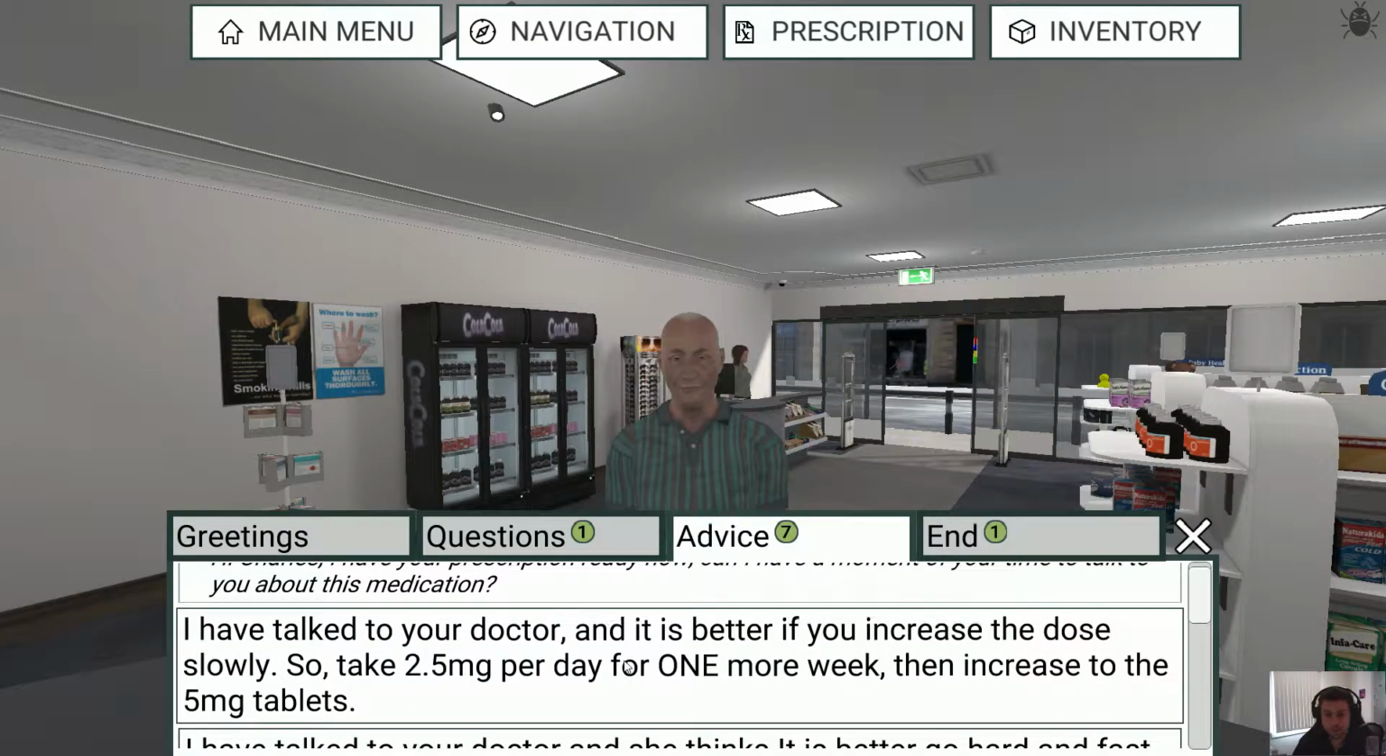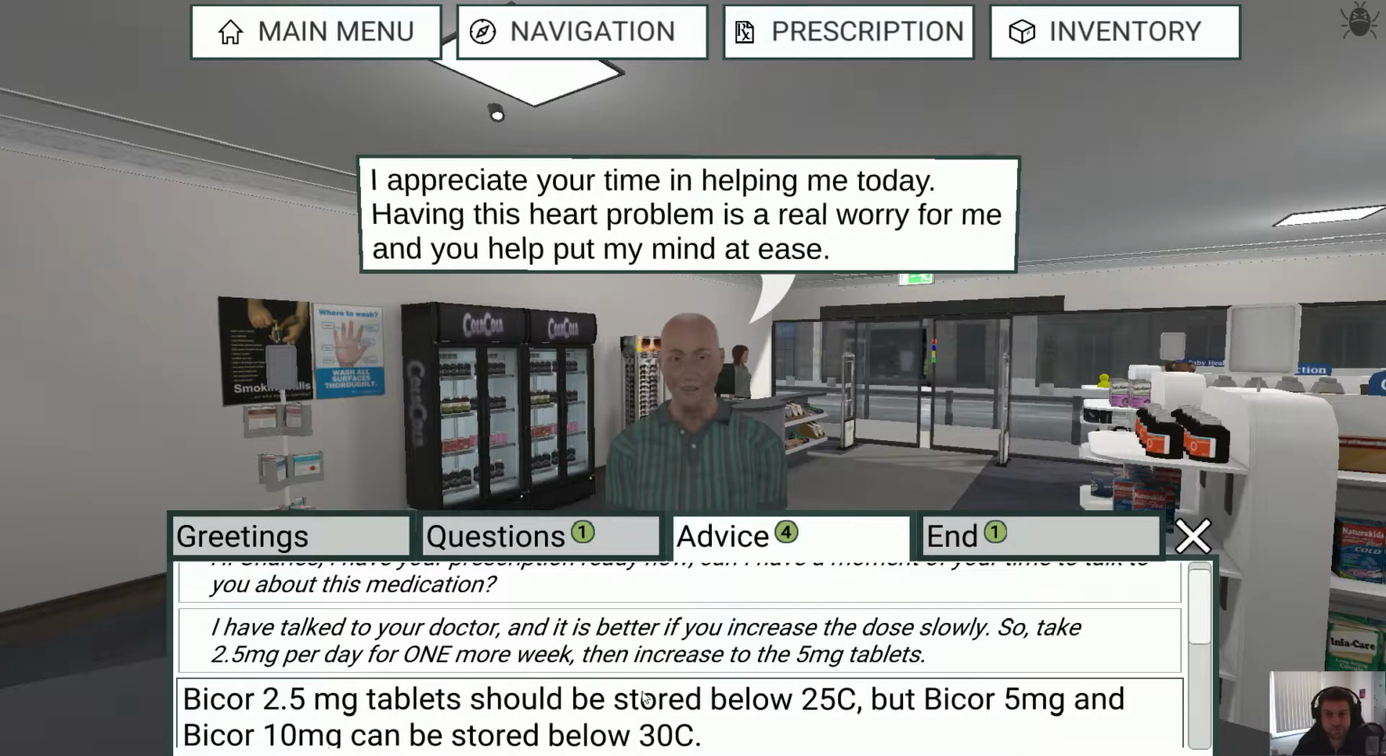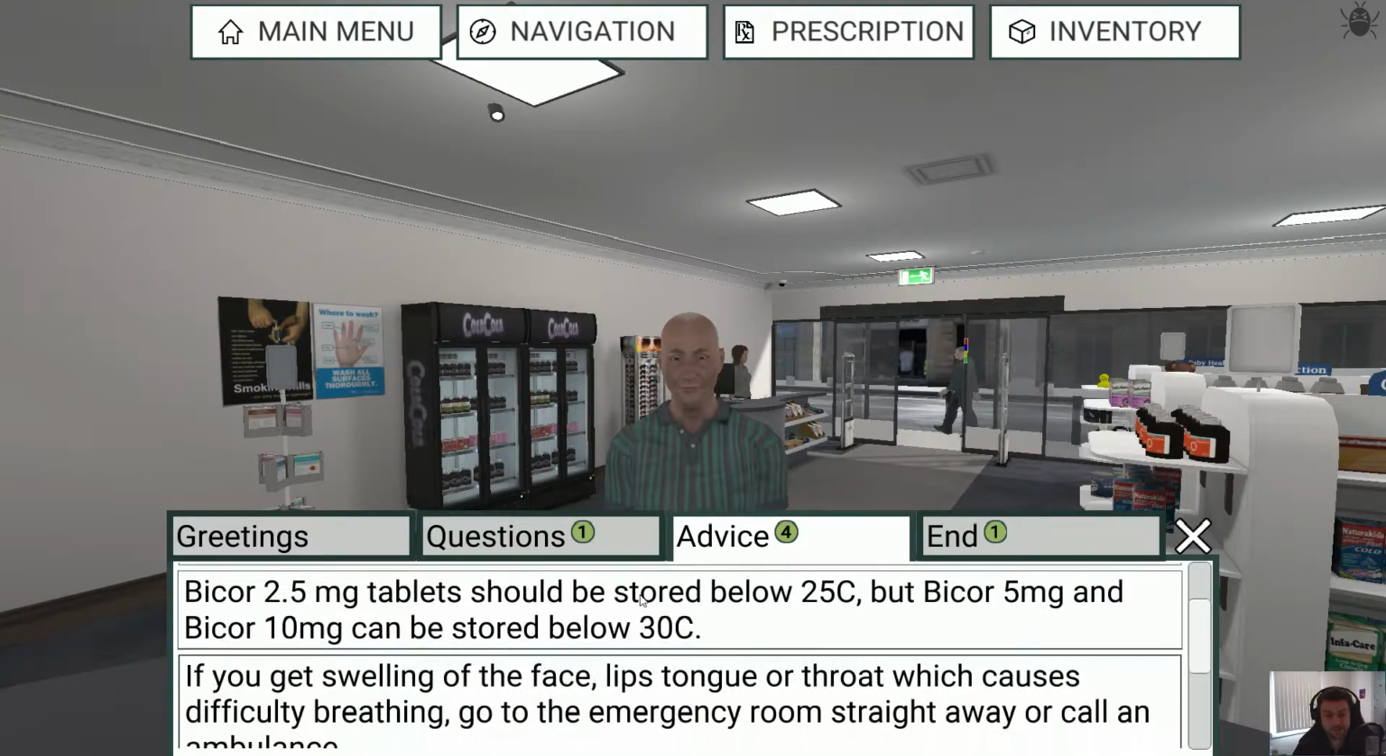I've talked to your doctor. It's better if you increase the dose slowly. Take 2.5 milligrams a day for 1 more week, then increase to the 5 milligrams tablets. Important to note, this option here would not have been available if I hadn't hopped on the phone and called that doctor. I appreciate your time in helping me today. Having this heart problem is a real worry for me, and you help put my mind at ease. No worries, Charles. Just doing my job.